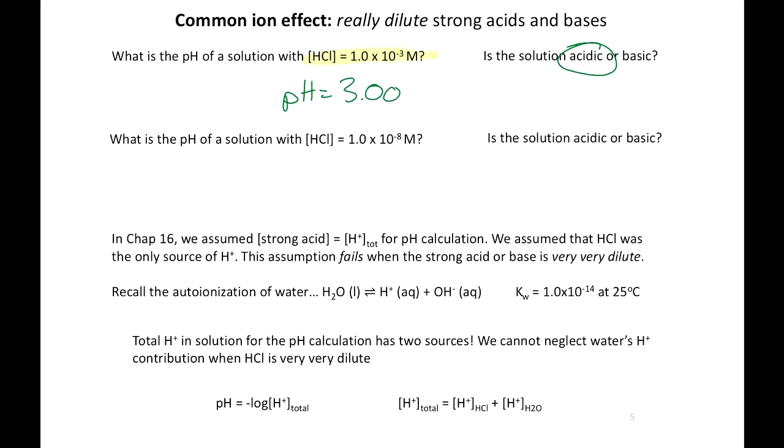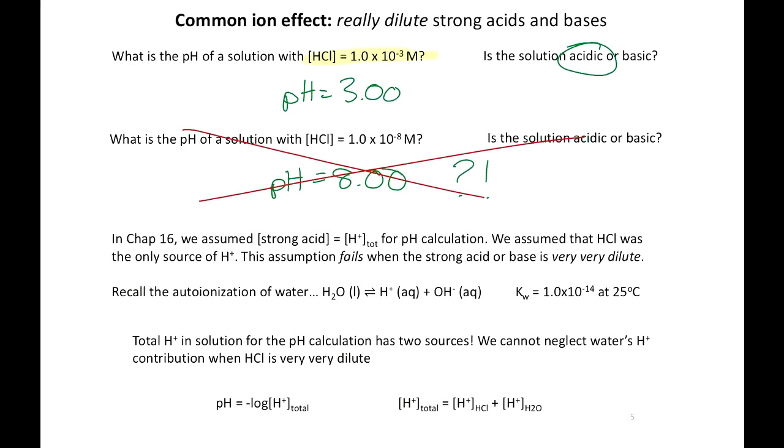What if I have an HCl solution that's 1 times 10 to the negative 8? What is its pH? 8. Okay, is this solution acidic or basic? Basic? What's going on here? What did you put into water? An acid. So you're telling me that you put an acid in solution and it became basic. Are we satisfied with this answer? No. Yeah, you shouldn't be because this is wrong, right? You can't put an acid in solution and it become basic.